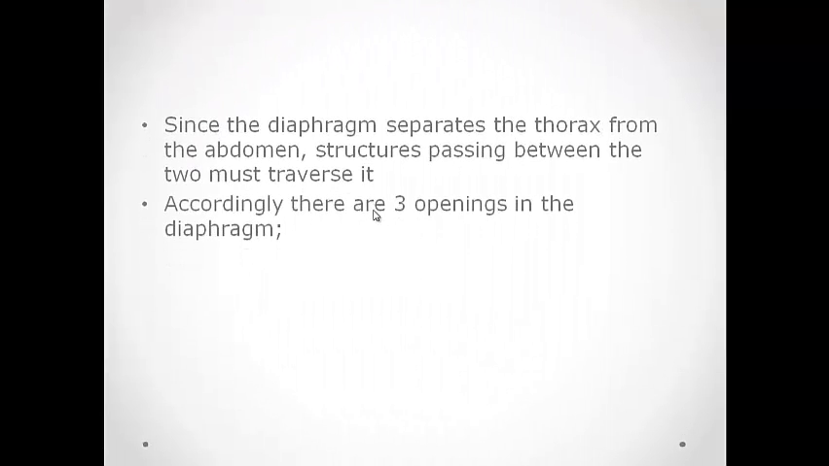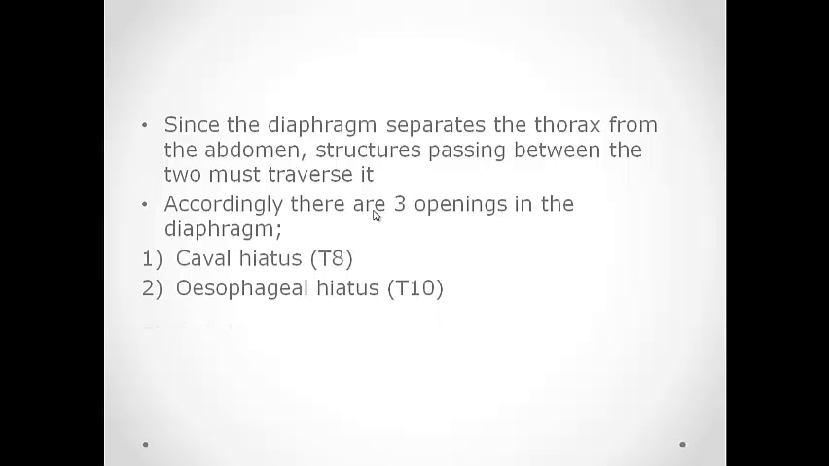Since the diaphragm separates the thorax from the abdomen, structures passing between the two have to traverse the diaphragm. Accordingly, there are 3 openings in the diaphragm. The caval hiatus transmits the inferior vena cava, and is found at the level of the 8th thoracic vertebra. The esophageal hiatus, which transmits the esophagus, is found at the level of the 10th thoracic vertebra. And the aortic hiatus is found at the level of the 12th thoracic vertebra.